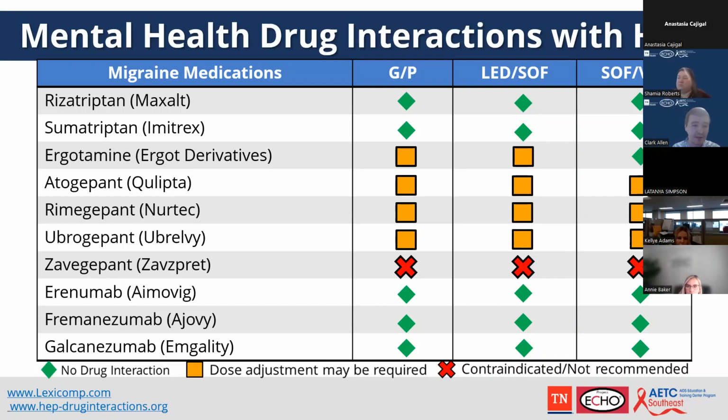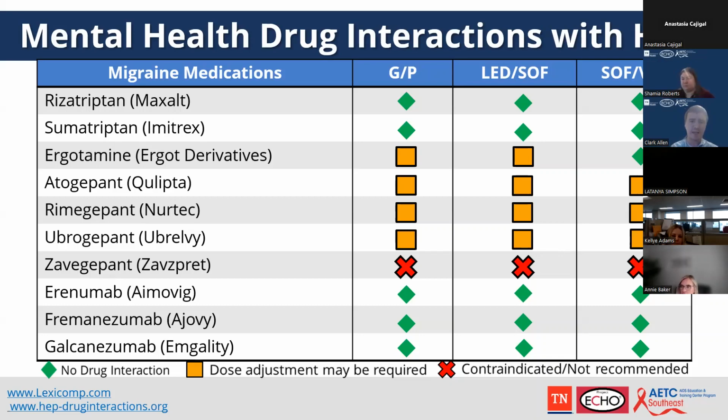So atogepant, rimegepant, ubrogepant, and zavegepant. They're very hard to say, as you can tell. Even I struggle with some of these. Trade names Qulipta, Nurtec, Ubrelvy, and Zavzpret. These medications are in a class called calcitonin gene-related peptide receptor antagonists. They all have the same mechanism of action, and they're all going to have some inhibition of the P-glycoprotein metabolism. So it's going through a metabolism phase.